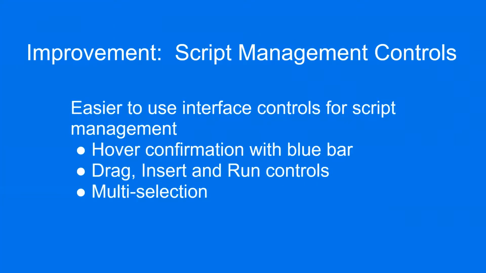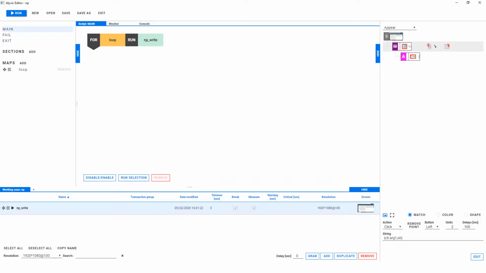Our next improvement is the addition of multiple interface controls to simplify script management. Hover confirmation, new action controls, and multi-select. This includes showing a blue bar indicating which scripting node you're hovering over, and 3 action controls in Selector for running that object independently, to add it to the bottom of the scripting node, and to drag it to the appropriate place in the scripting panel.